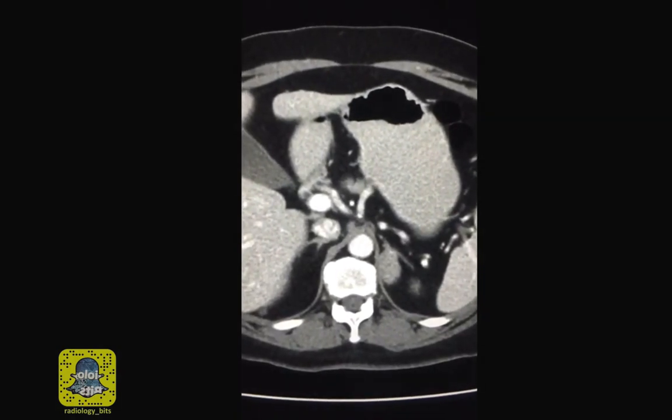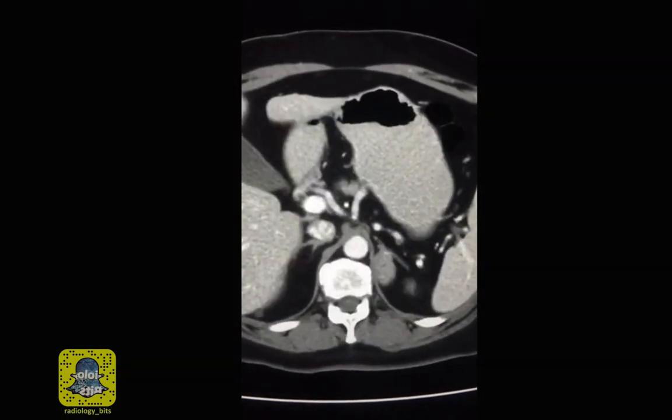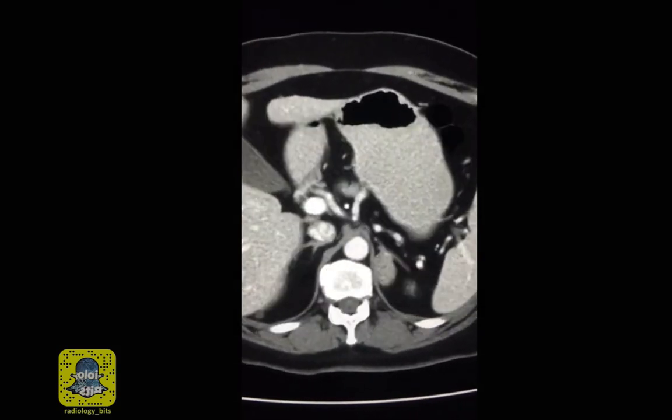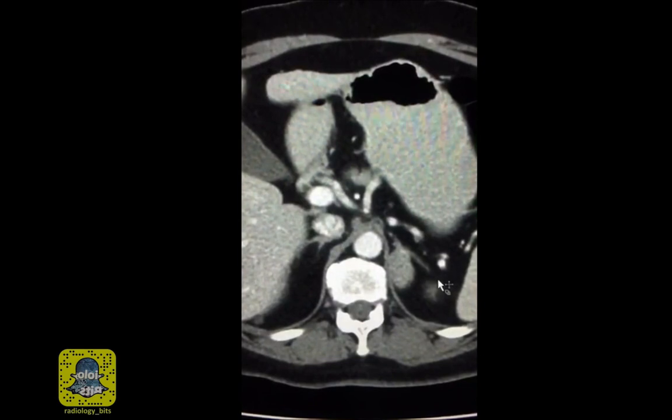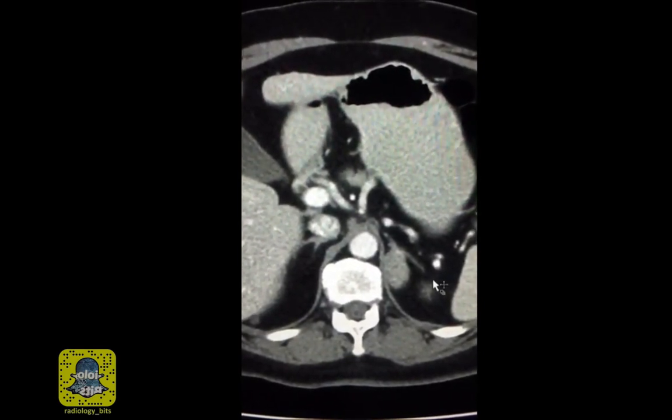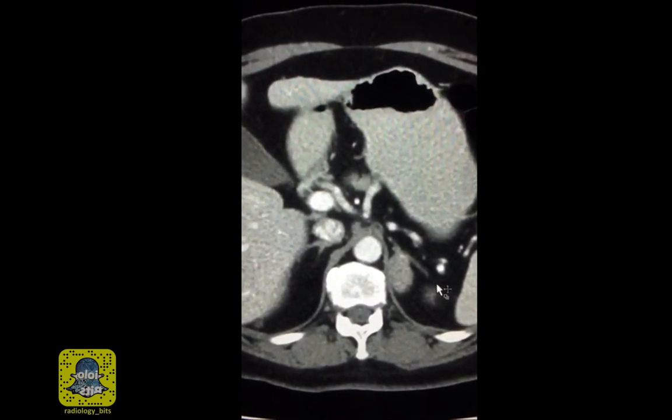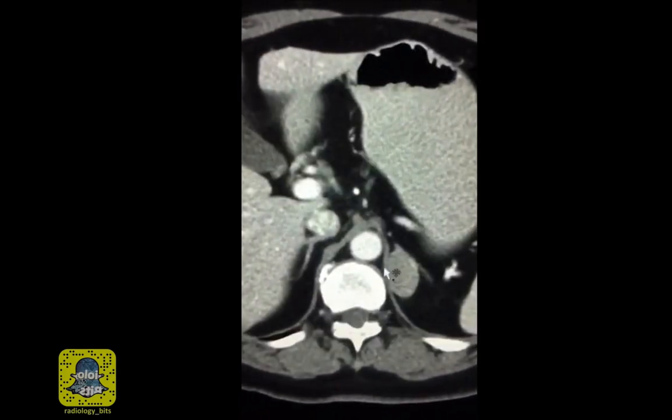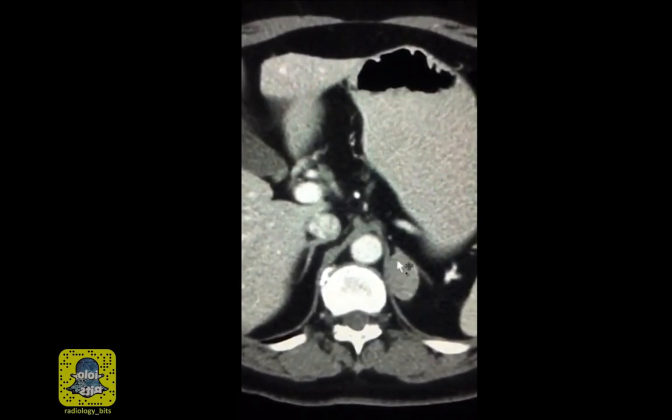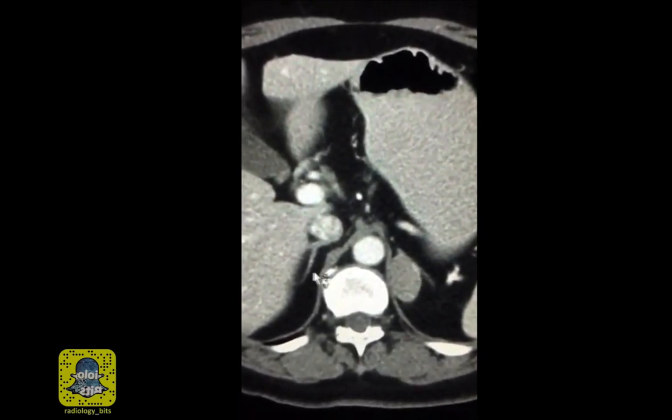Hello there, this is a CT of the abdomen with intravenous contrast administration on a 54-year-old female patient. This patient is known to have ovarian carcinoma, and the CT was performed to exclude metastatic deposits. The discussion today would concentrate on this lesion here, but before we do that, let's look at the normal side.